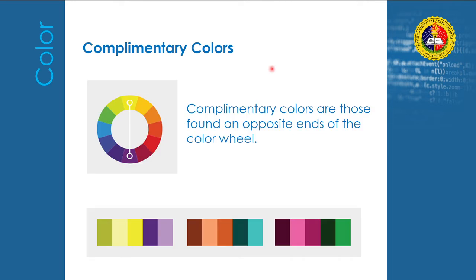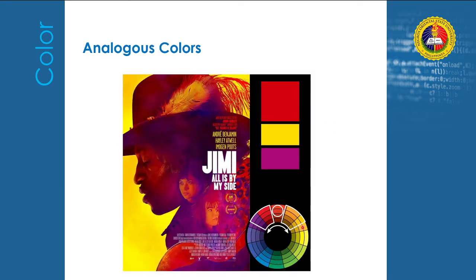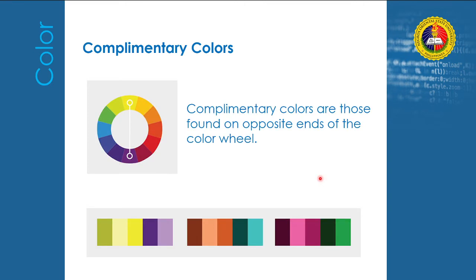Next, we have complementary colors. When we say complementary colors, these are those found on the opposite ends of the color wheel. Okay? So basically, atbang na siya. If the analogous colors are next to each other, the complementary colors are on opposite sides of the color wheel. So for example, what is the complementary color of yellow? It's violet. And then what is the complementary color of, let's say, orange? So blue. Okay, so the opposite side of the color wheel.